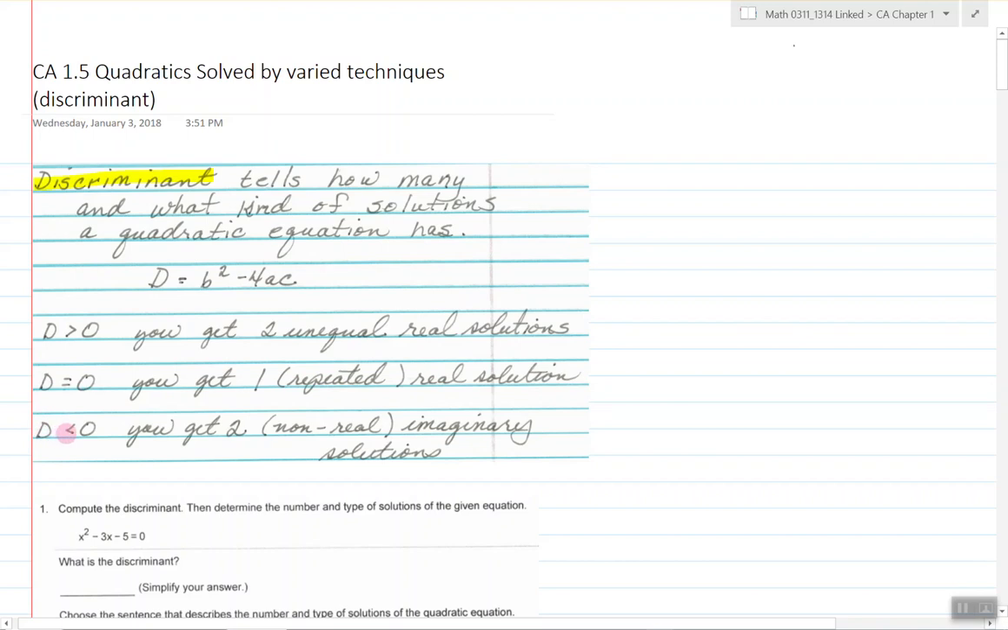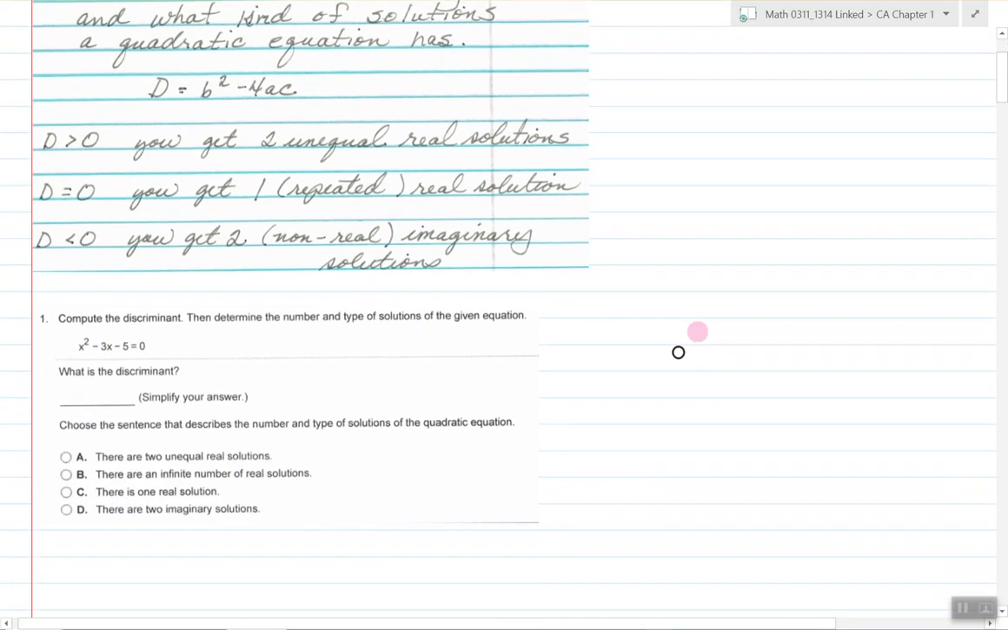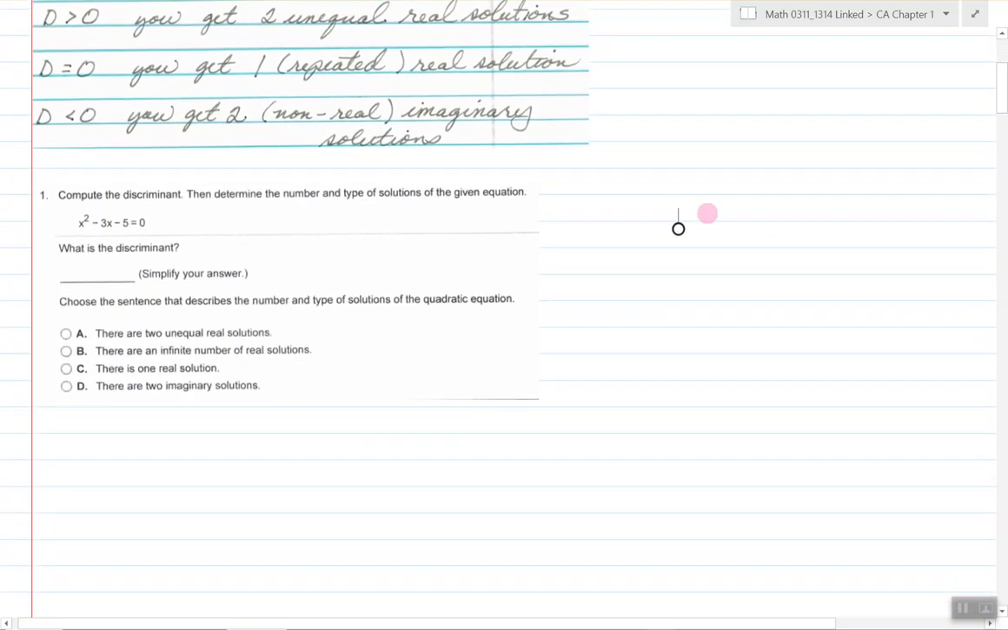Finally, if the discriminant is less than 0, you get two non-real imaginary solutions. You could call them non-real complex solutions. But if the discriminant is less than 0, there will be i's in your two answers. So let's take a look at this.